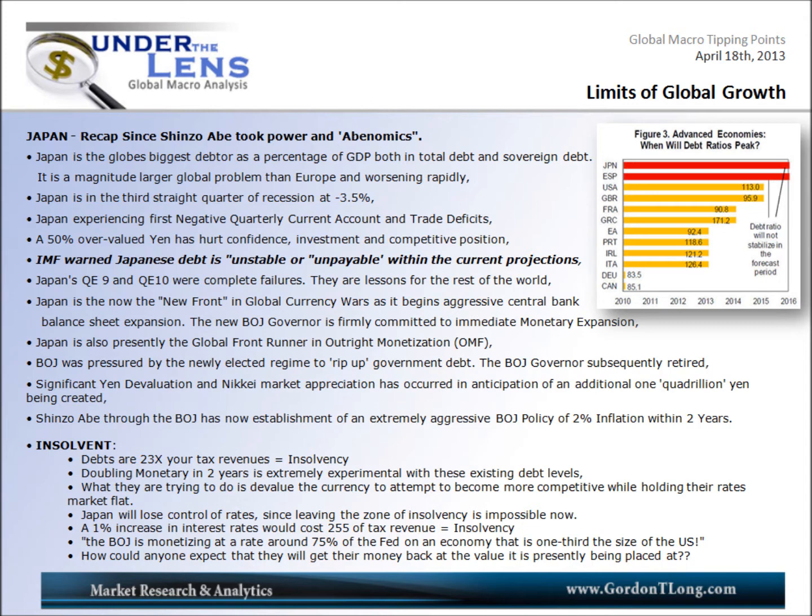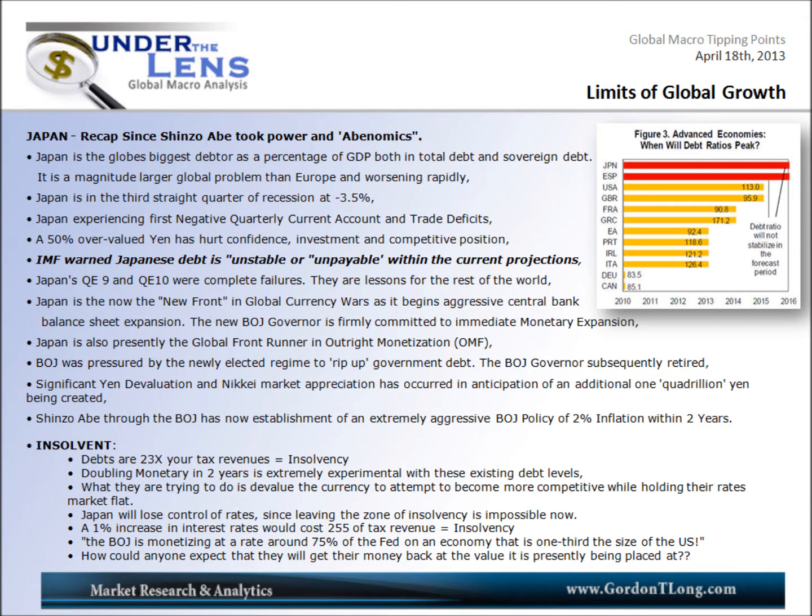Doubling the monetary base in 2 years is extremely experimental, especially with these existing debt levels. What they are trying to do is devalue the currency to attempt to become more competitive while holding their market rates flat. This is questionable. If Japan loses control of rates, since leaving the zone of what I'll call insolvency is impossible now, and that's what it's suggesting to me. That's what they clearly are gambling on, that they'll be able to get away with it. I don't think they will. I think for a better period of time.